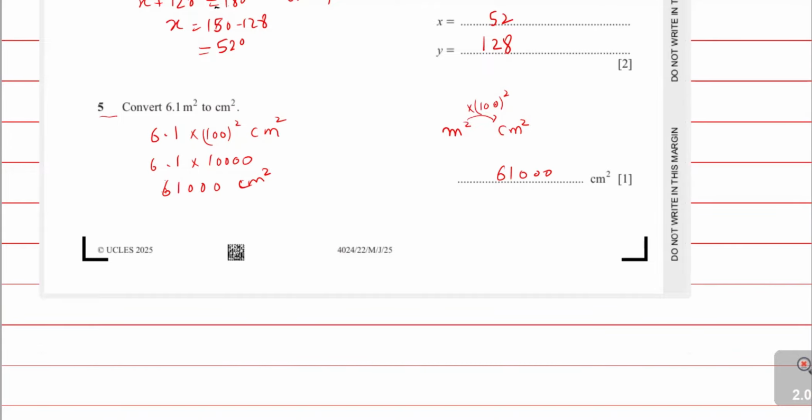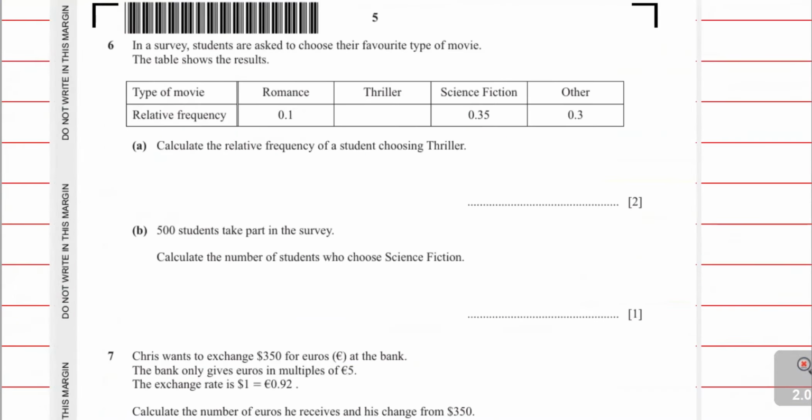The next question here, question number 6. In a survey, students are asked to choose their favorite type of movie. The table shows the results. Type of movie: romance 0.1, science 0.35, other 0.3. Calculate the relative frequency of the student choosing thriller.